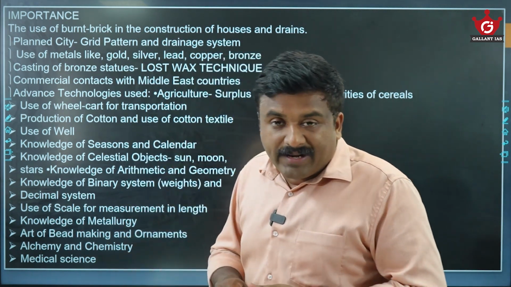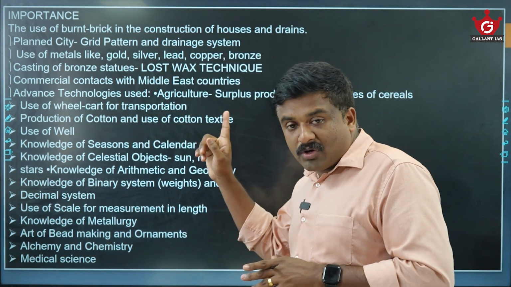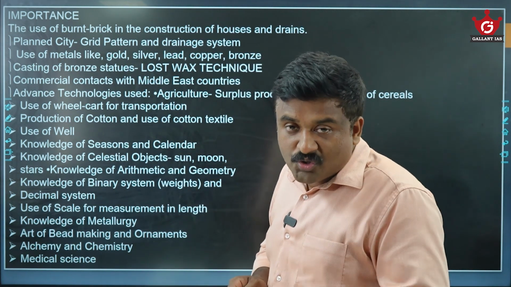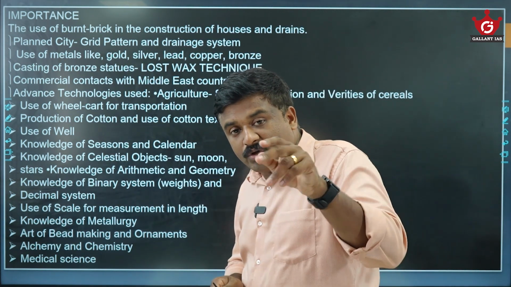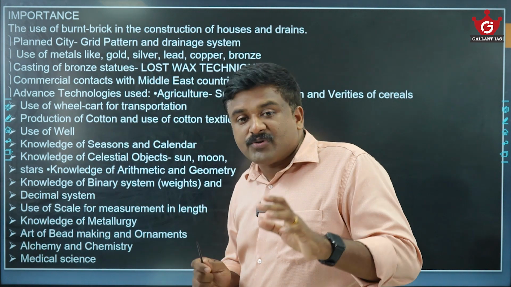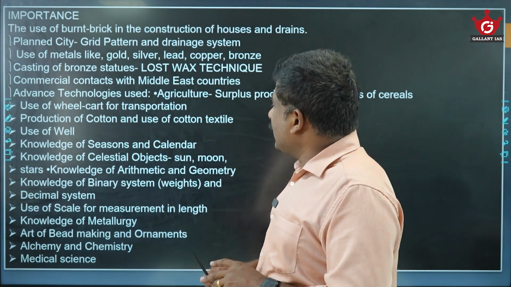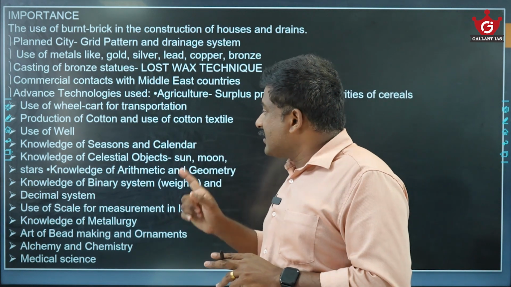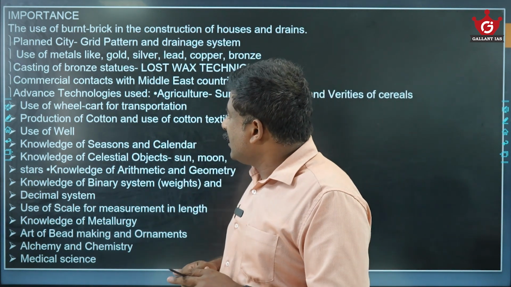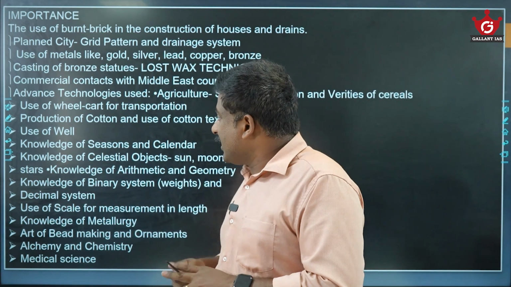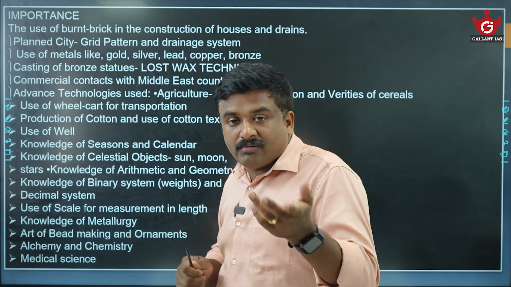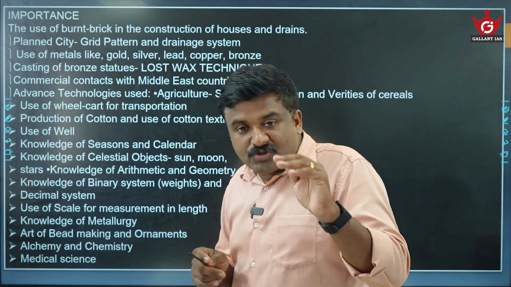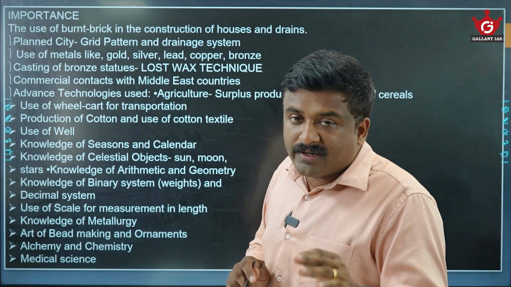They had commercial contacts with the Middle East, the Mediterranean world and the Egyptian world, etc. Lothal was one of the maritime trade stations of these Indus people. Then they were advanced in agriculture, surplus production, and cultivated a variety of cereals and crops. They used wheel carts for transportation, and they were the first producers and exporters of cotton in the world.